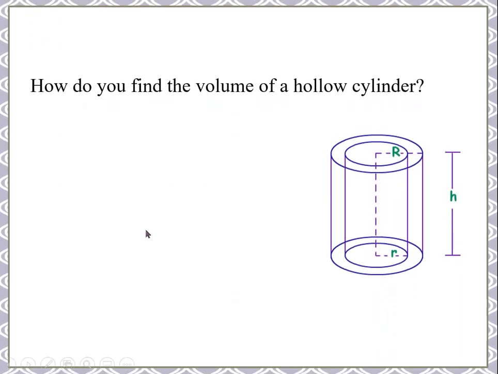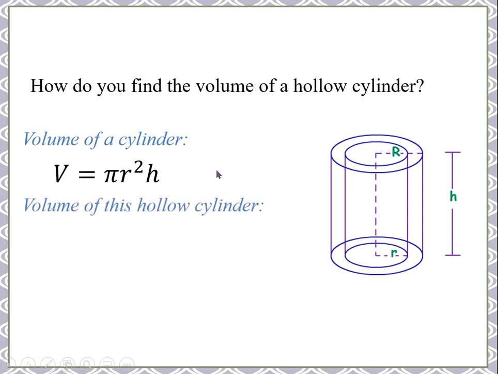So let's go back to geometry class, remind ourselves how we can find the volume of a hollow cylinder. So here's a cylinder drawn. The radius of the outer cylinder is big R. The radius of the inner cylinder, which is your hollow part, is little r. And the height, of course, is h. So this is the formula for volume of a cylinder from geometry class. So for this particular hollow cylinder, it would be pi big R squared h minus pi little r squared h.